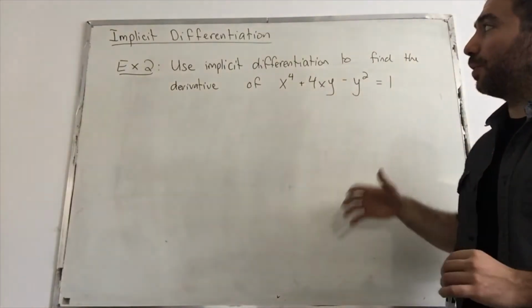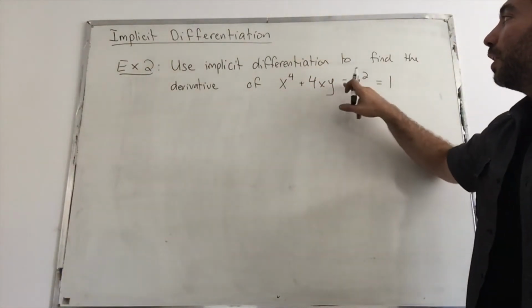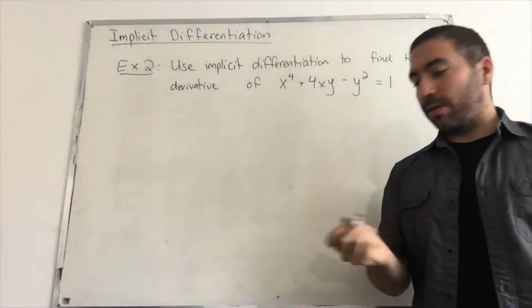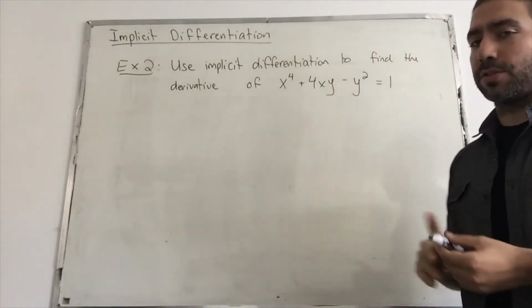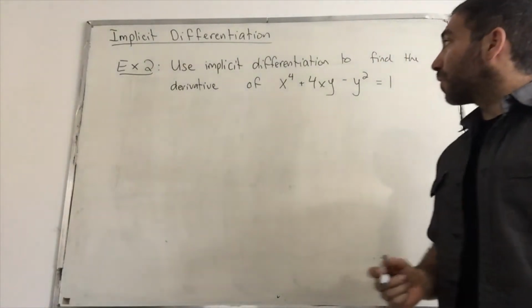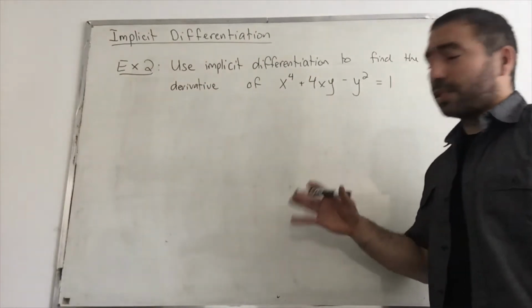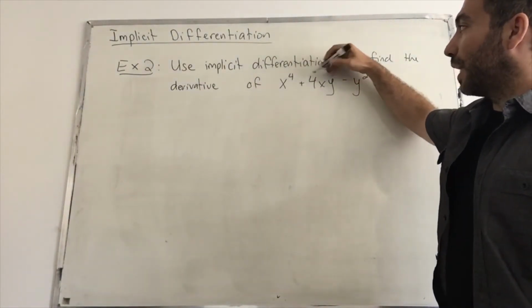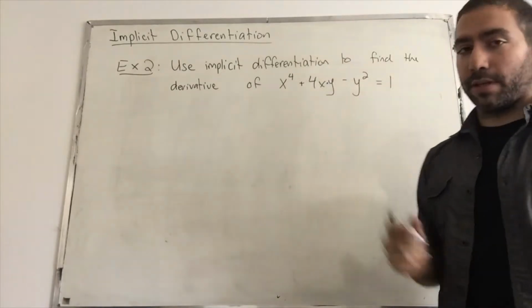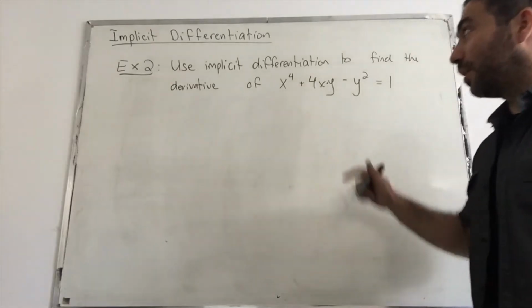So in this example here, we're using implicit differentiation to find the derivative of x to the 4 plus 4xy minus y squared equals 1. Okay. This is a tough example, but try it, pause the video, see if you're able to solve this on your own. Okay. So there's two little tricks that we have to be careful for here. First, and this is very common and you have to catch this, we have x to the 4 plus 4xy. xy, think of it as x times y. Okay, keep in mind, there's a multiplication here, and we're taking the derivative. Something should come to mind.